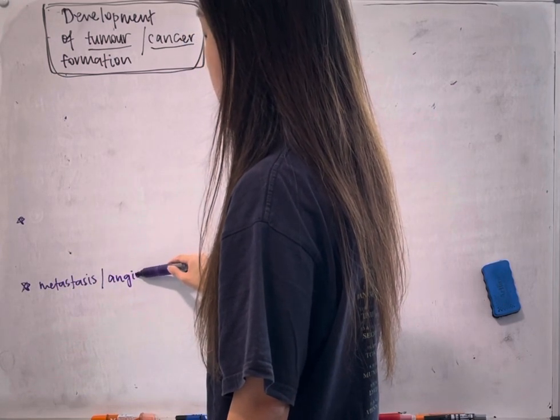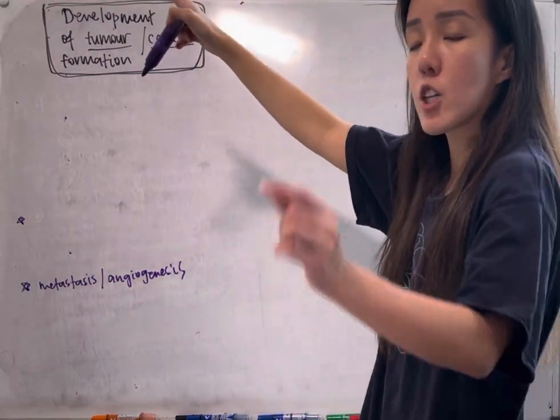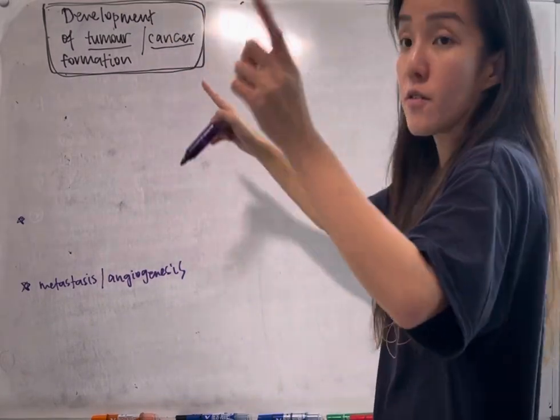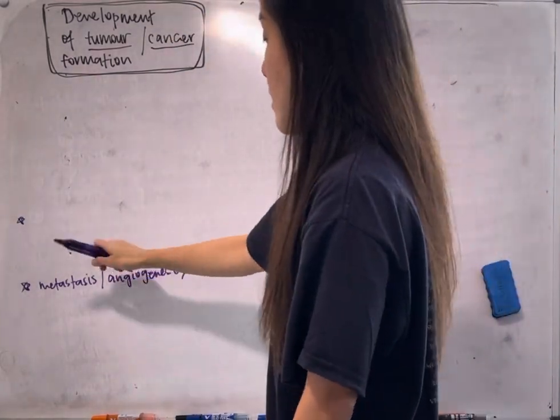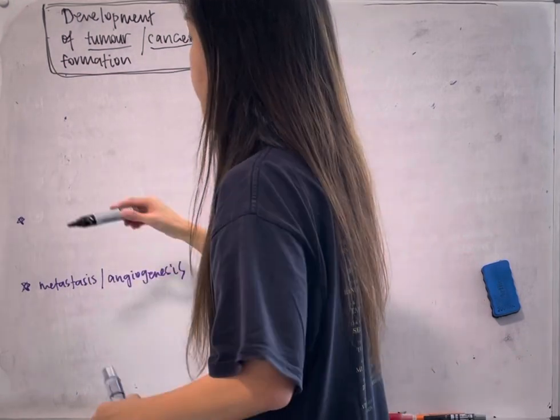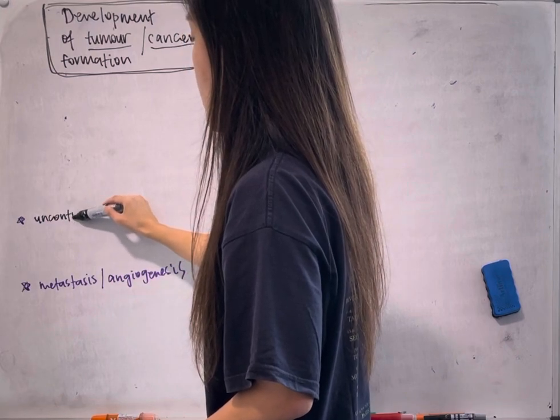Angiogenesis is also another key phrase that you always see in your answer sheet. If you ever see a question that asks you to describe how it caused the development of cancer, understand? Now, again, when do you use uncontrollable cell division? All the time, because in both tumor and cancer formation, you have uncontrollable cell division.